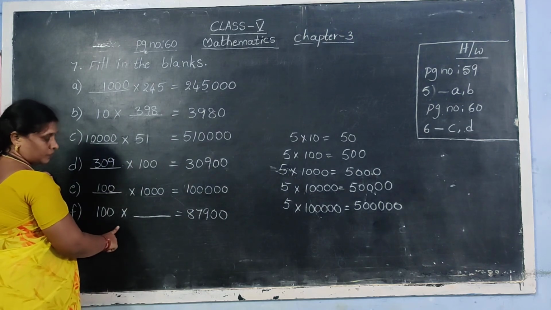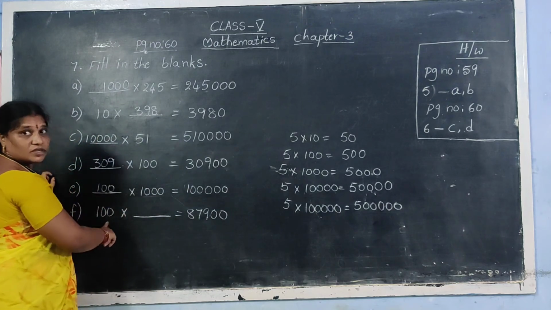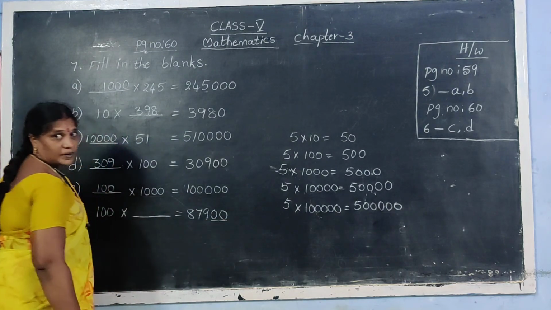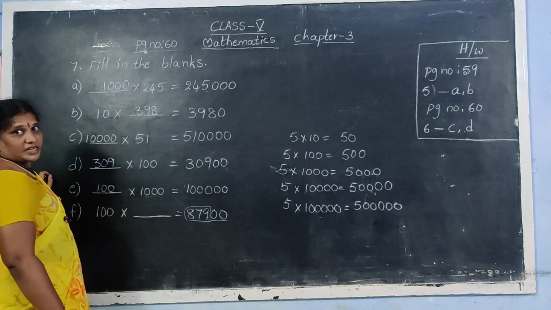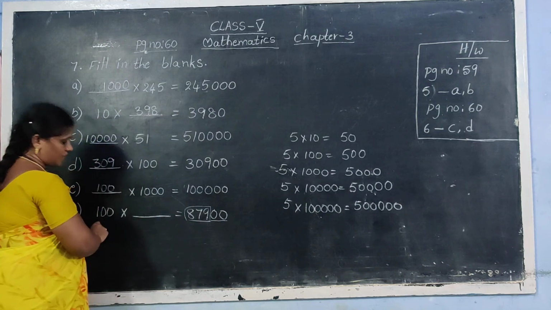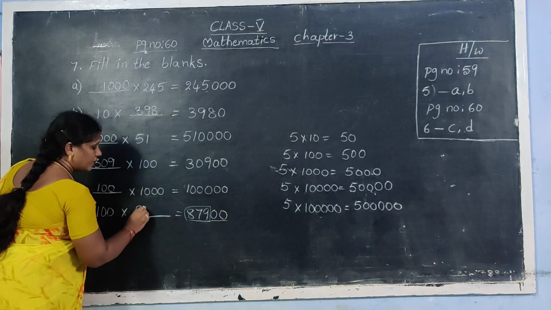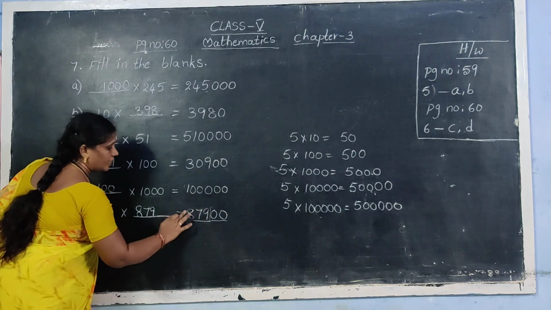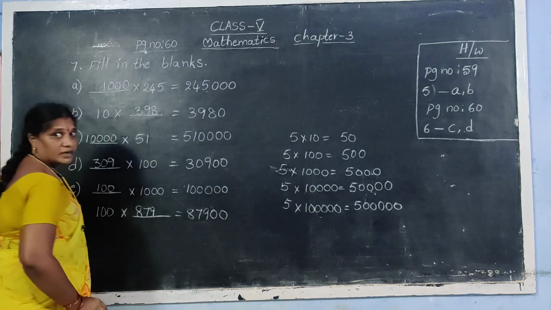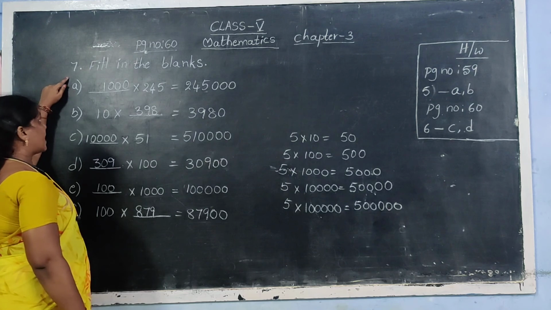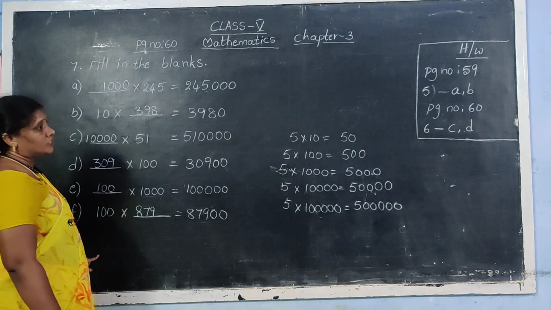Next, 100 into blank is equal to 87,900. Here how many zeros? 2 zeros. Means 100 multiplied with which number? 879. 879 multiplied with 100, you get 87,900. Understand? This seventh Roman's blanks you can do in rough notes.